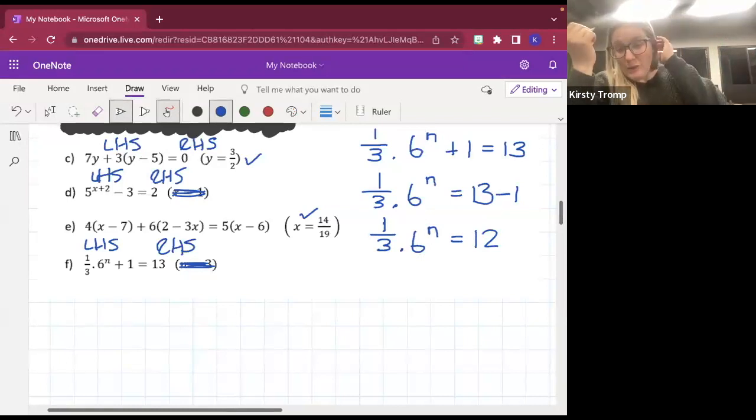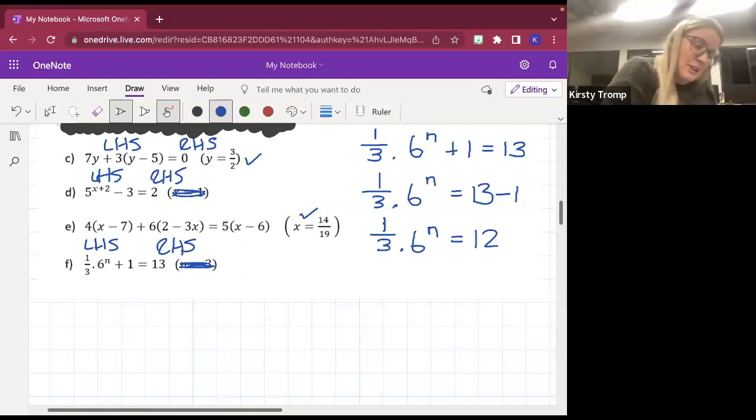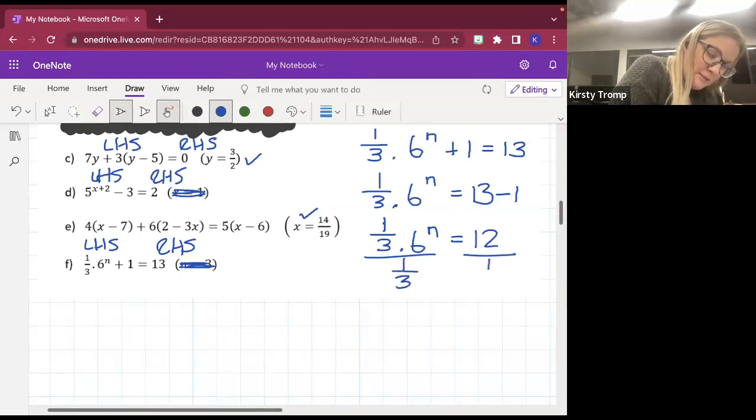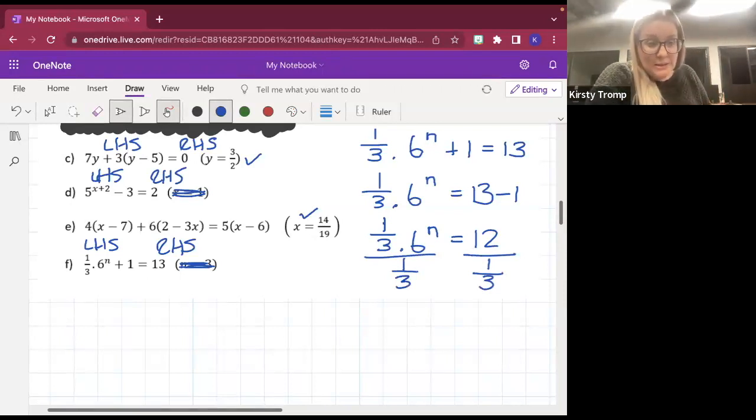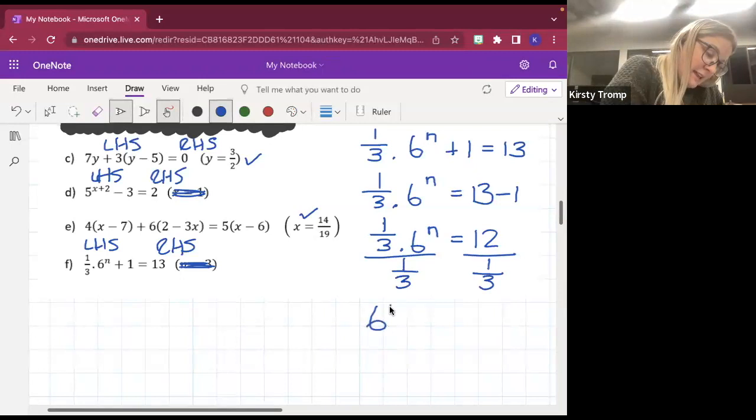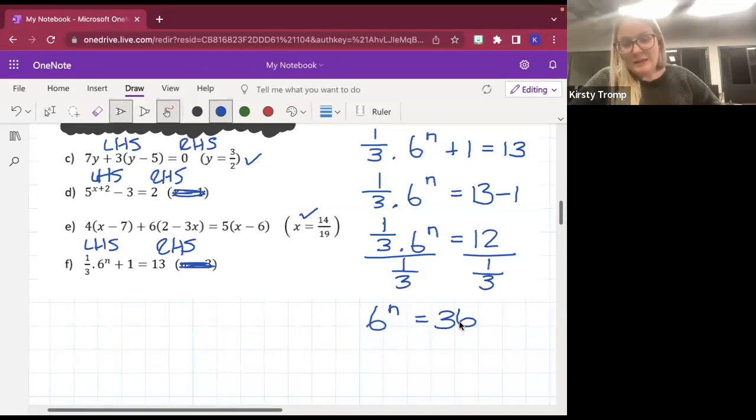What do I want to do? I want to get rid of 1 over 3. Good, Tammy. I want to divide by 1 over 3 on both sides. Or, exactly the same as what Emmanuel's saying, I can also say times by 3. Fantastic. So I'm going to get 6 to the n is equal to 36.